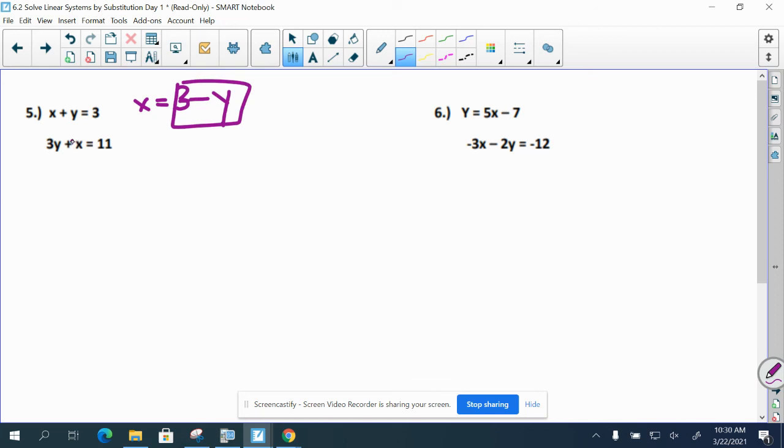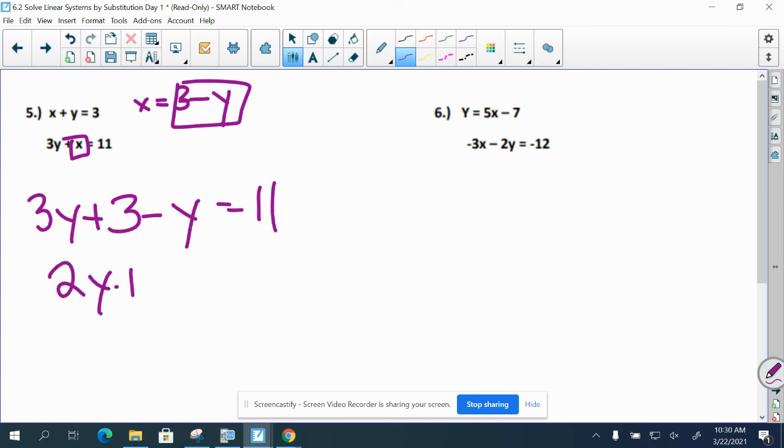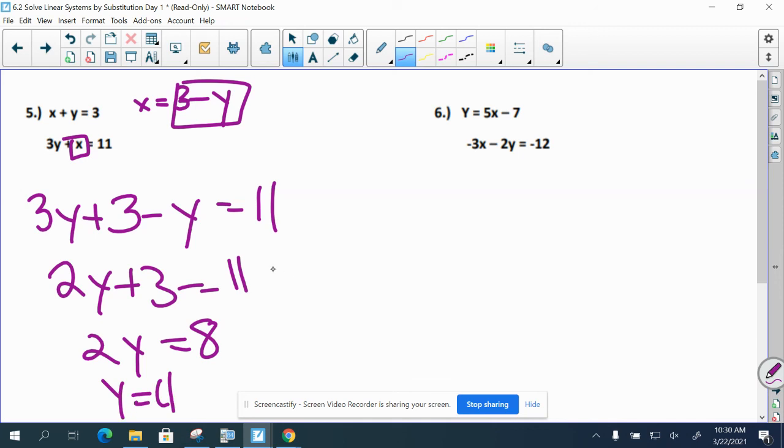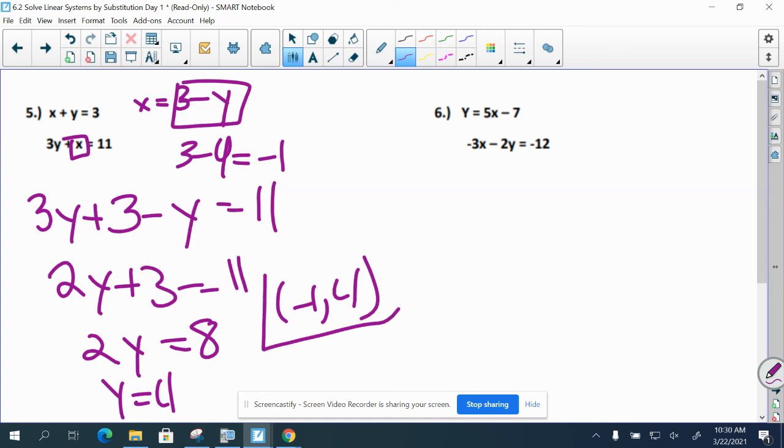Replace that with x in the other equation. I get 3y plus 3 minus y equals 11. That would make 2y plus 3 equals 11. Subtract 3 and you get 8. Divide by 2 and you get 4. So if 4 is the y, 3 minus 4 gives you negative 1. So negative 1 comma 4 is your point of intersection.